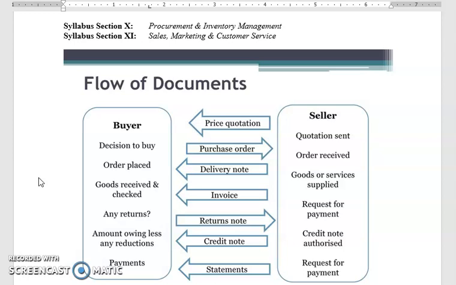Okay, so remember we are looking at this from the seller's point of view. So pay close attention to the documents that move between the seller and the buyer in any sales transaction.